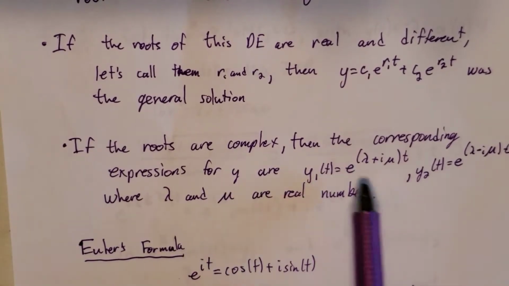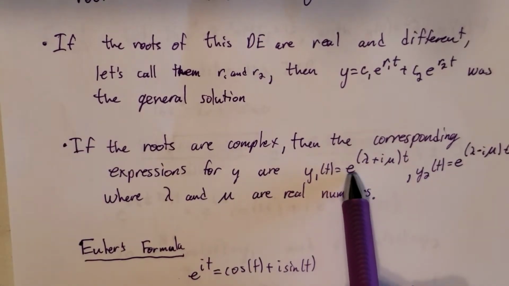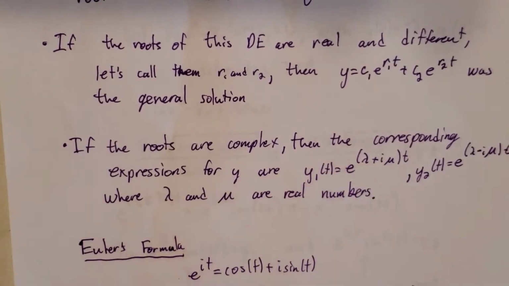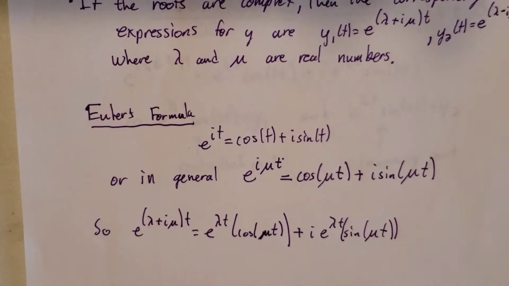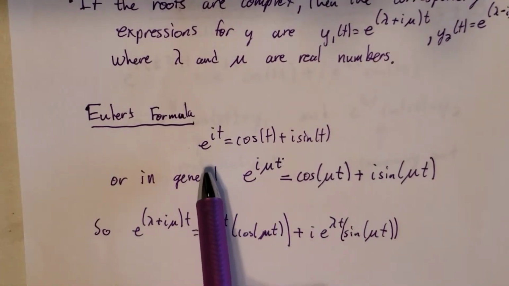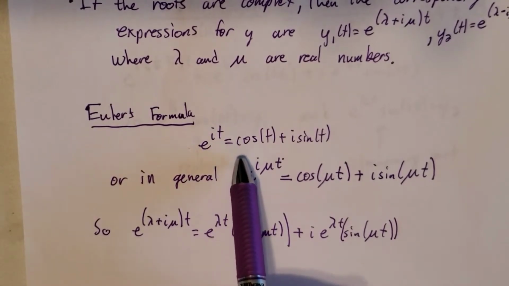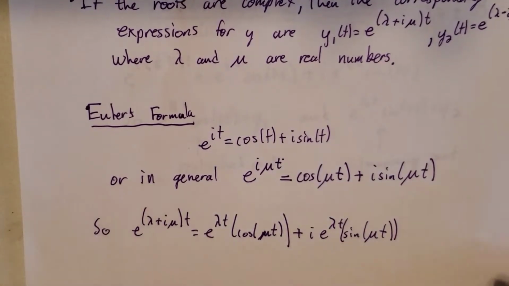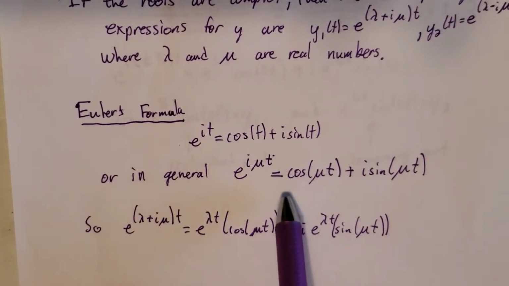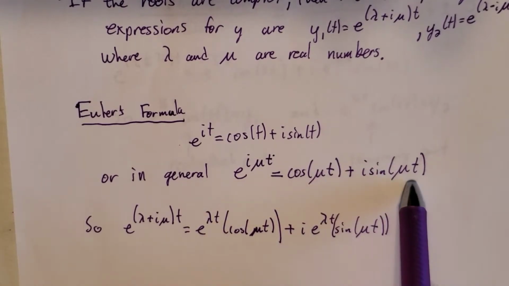Our solutions are here. But the problem is, how do we deal with e raised to a complex value? To deal with that, we use Euler's formula. I'm not going to derive that here; it's in the book if you'd like to look at it. That formula is e to the it equal to cosine of t plus i sine of t. Or more generally, e to the i mu t is equal to cosine of mu t plus i sine of mu t.